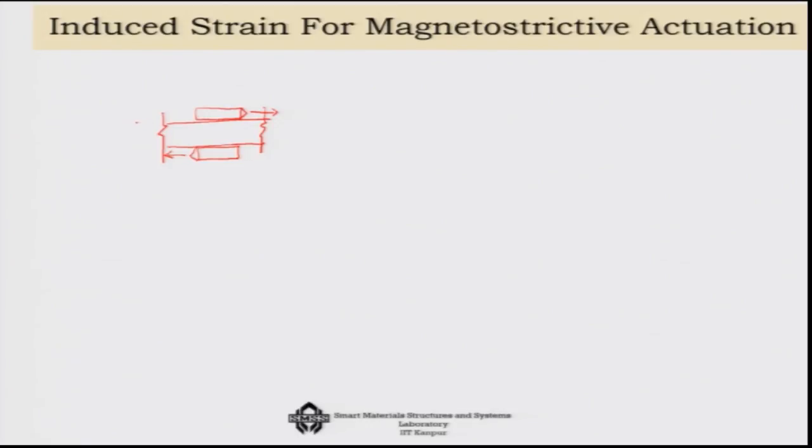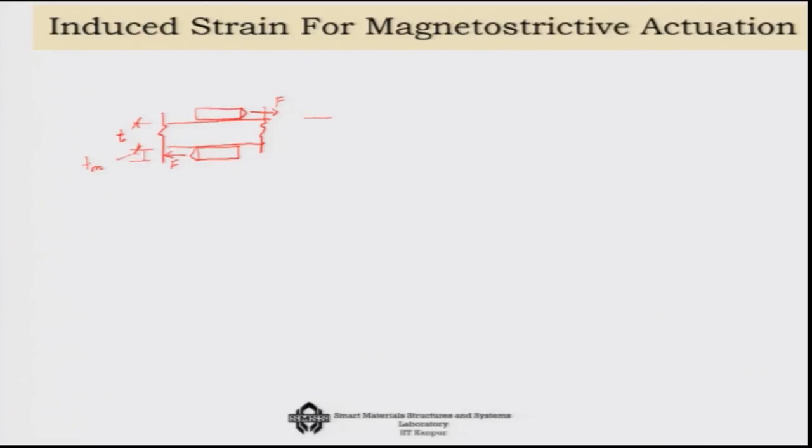Now, let us say that this particular beam is of thickness T, and these magnetostrictive mini actuators, each one of them are identical and they are of thickness T m. Okay, so, this is what we will need, and this is the force that is getting generated by the magnetostrictive mini actuator. That force, equal and opposite force, is going to create a moment in the system.